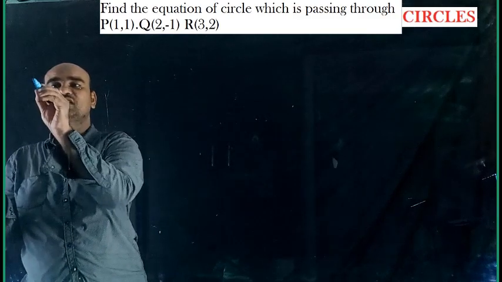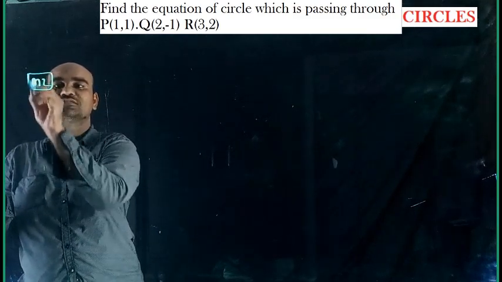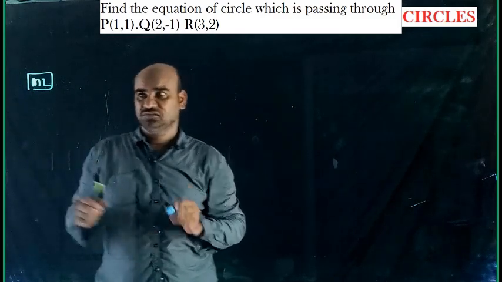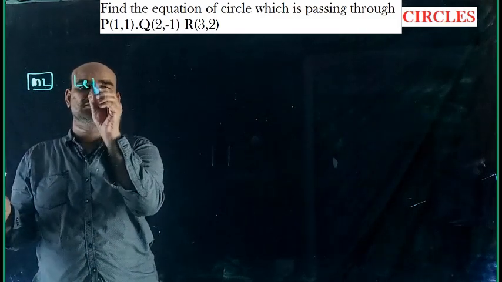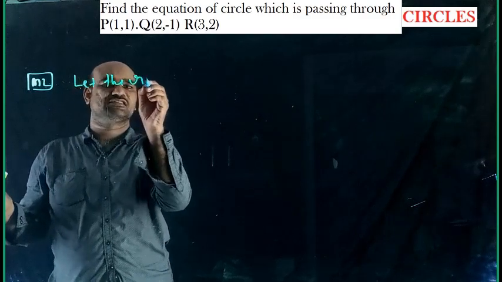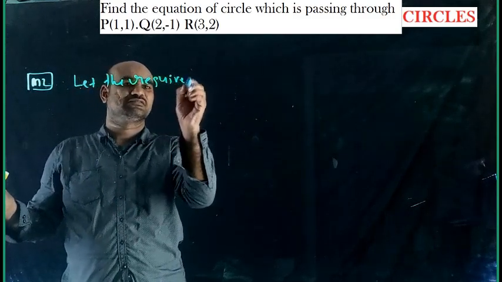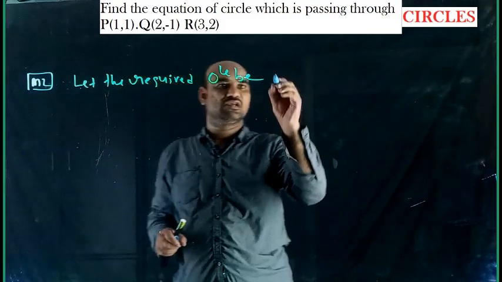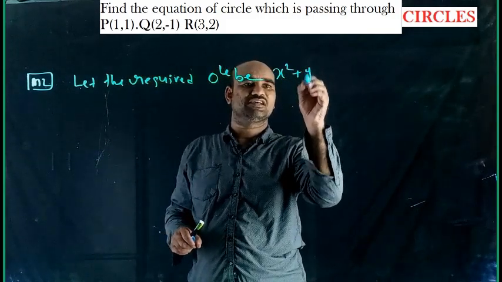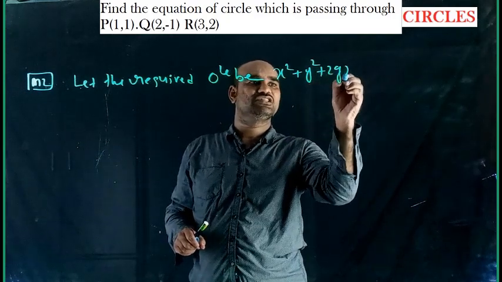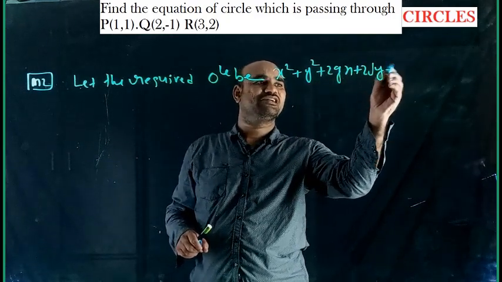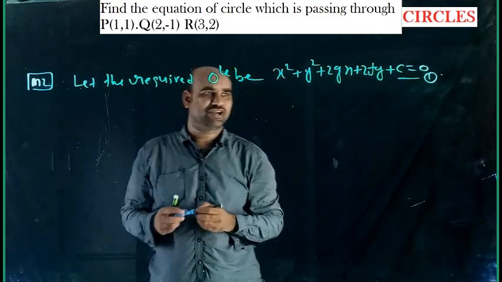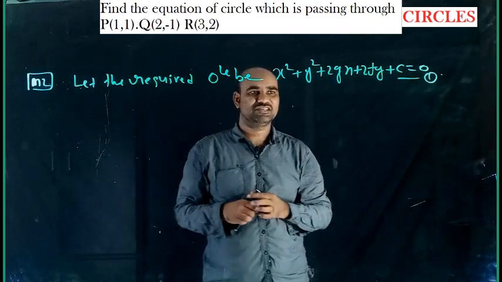Now I want to use method 2, by using the general form of a circle equation. Let the required circle be x square plus y square plus 2gx plus 2fy plus c equal to 0. This is the required equation of the circle. Now we want to find g, f, c values.